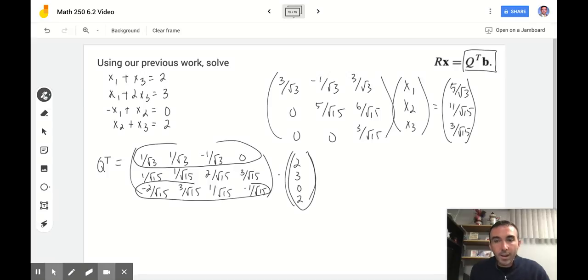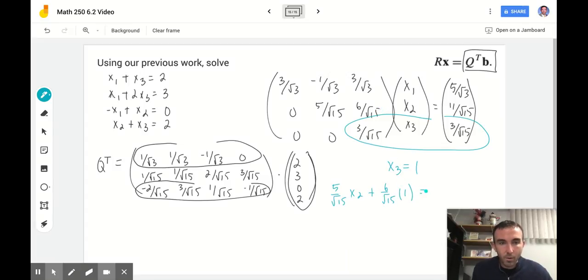And then the advantage of using the QR factorization is that my last equation basically is 3 over radical 15 x3 equals 3 over radical 15. So that tells us that x3 is 1. Then in my second equation, I have 5 over radical 15 x2 plus 6 over radical 15 times x3, but we found that x3 was 1. That equals 11 over radical 15. So you simply solve for x2. x2 will also equal 1 just by coincidence.